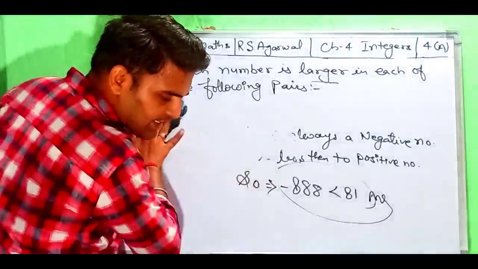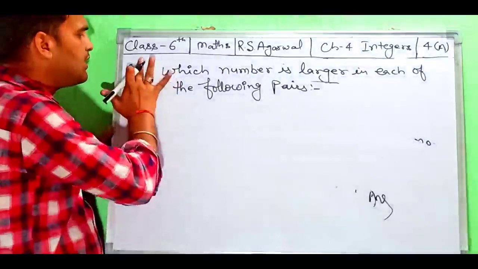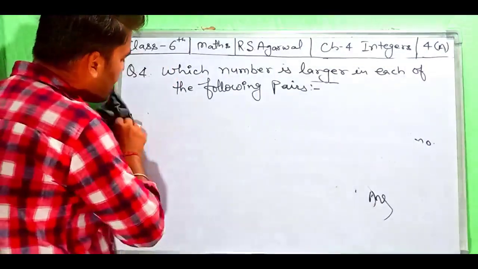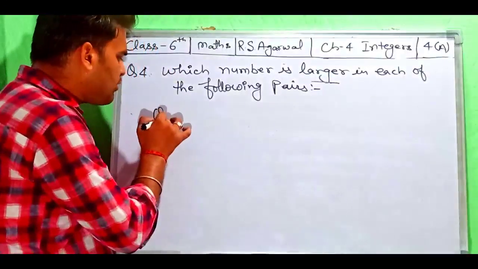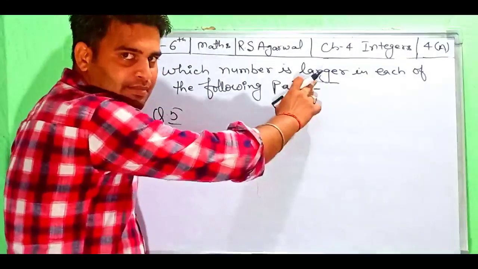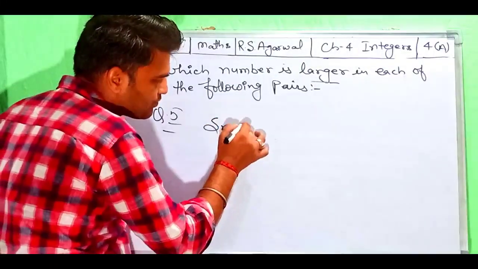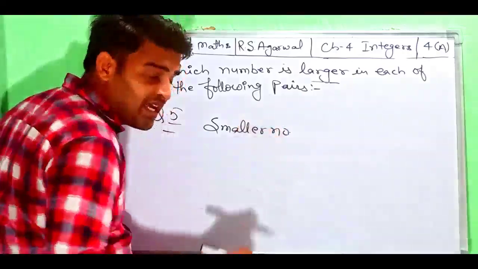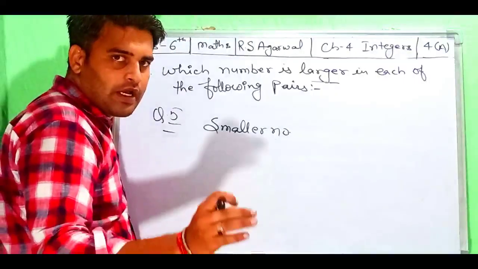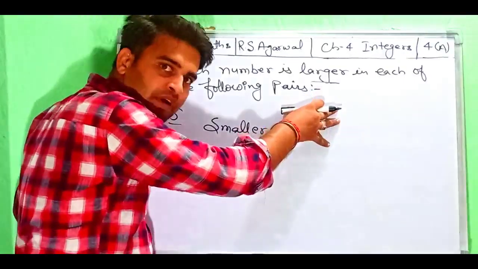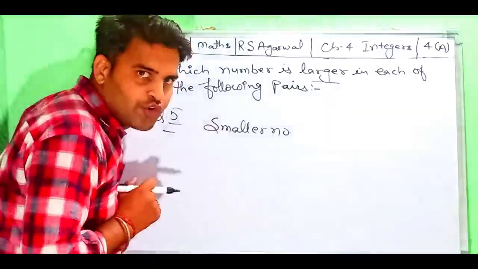If we are talking about the next question, that is question number 5. That was question number 4. Now in question number 5, we have to choose the smaller number, whereas before we had to choose the larger number. For the smaller number we use all the rules of question number 4. This is a similar question. You can do it easily on your own.